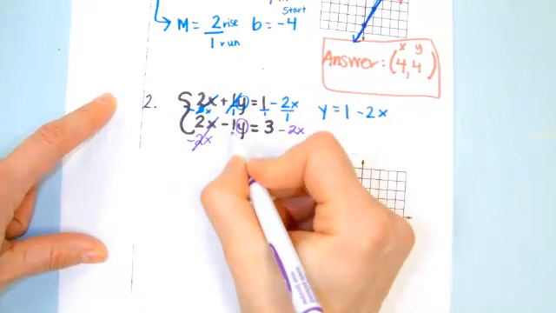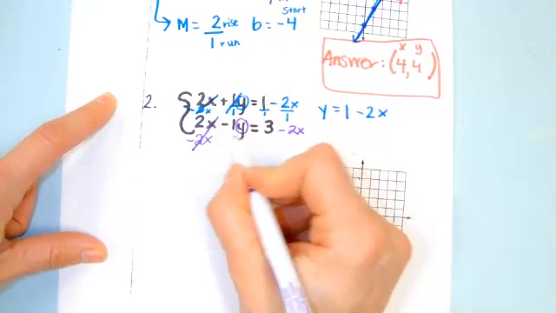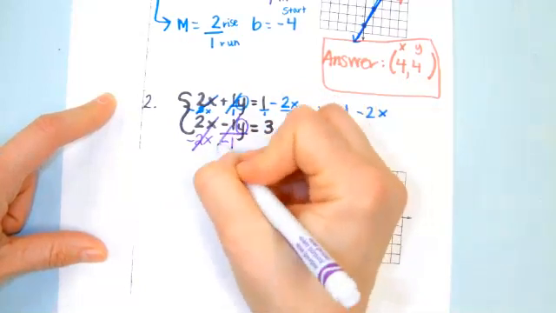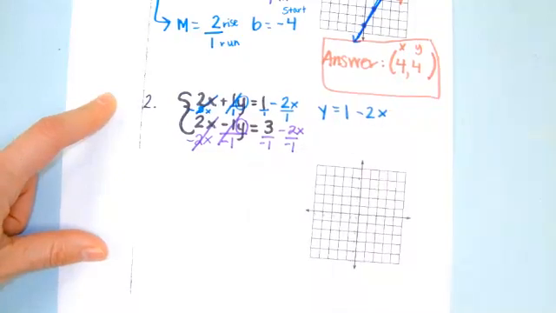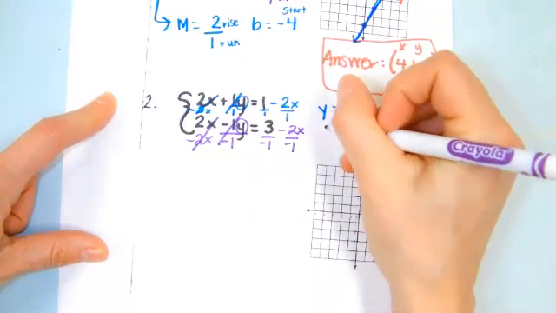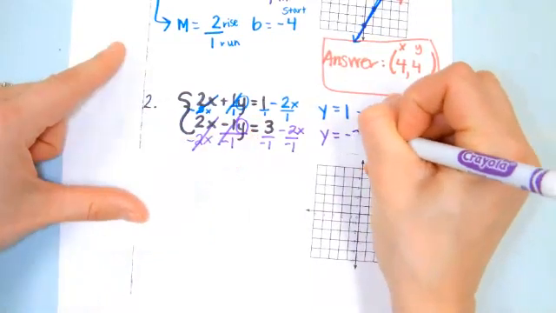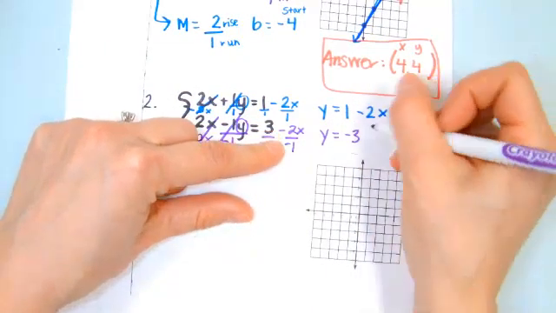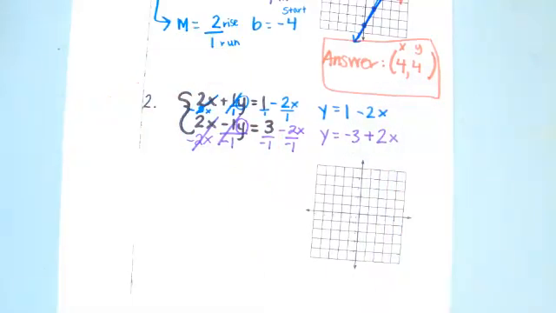Then I still have to get this negative 1 out of there. That's right next to the y, so I'm going to undo that by dividing by negative 1, and I have to divide each of these by negative 1. Again, you want to rewrite it. So it says y equals, well, 3 divided by negative 1 is negative 3, and negative 2 divided by negative 1, a negative divided by a negative, gives me a positive 2x. Okay, so that's how we start this.